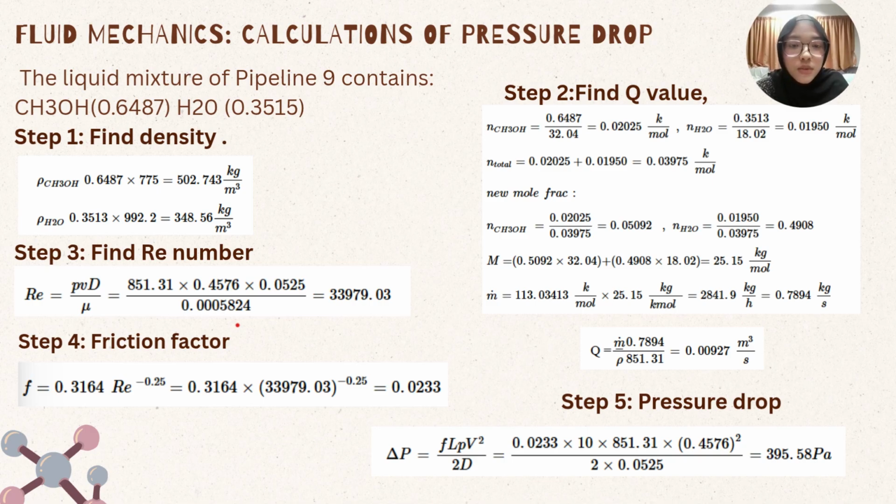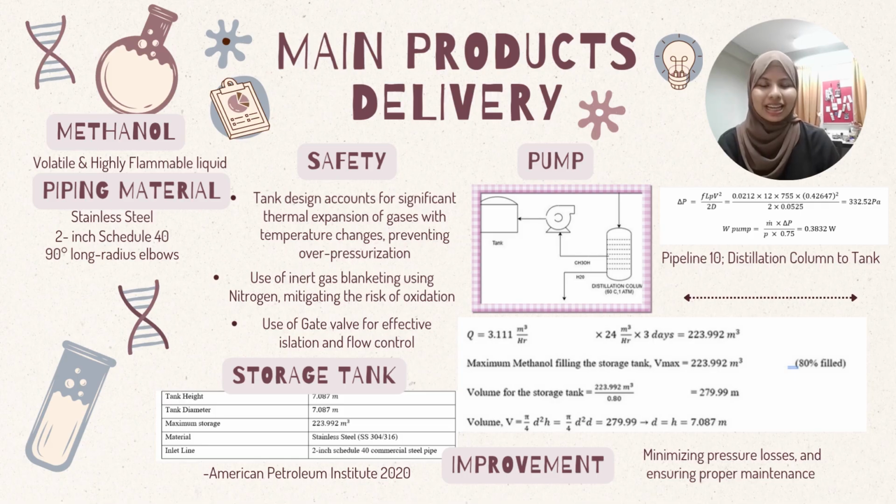Step 3, we need to calculate the Reynolds number using the formula. For step 4, we will calculate the Darcy friction factor using the Blasius formula. Finally, we will substitute everything into the pressure drop equation, and we will get our pressure drop, which is 395.58 Pascal. Okay, next I'm going to explain the main products delivery.